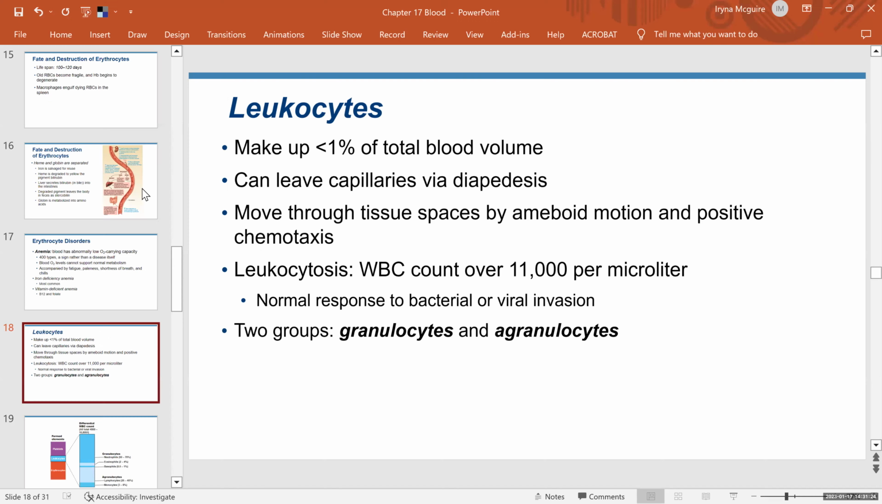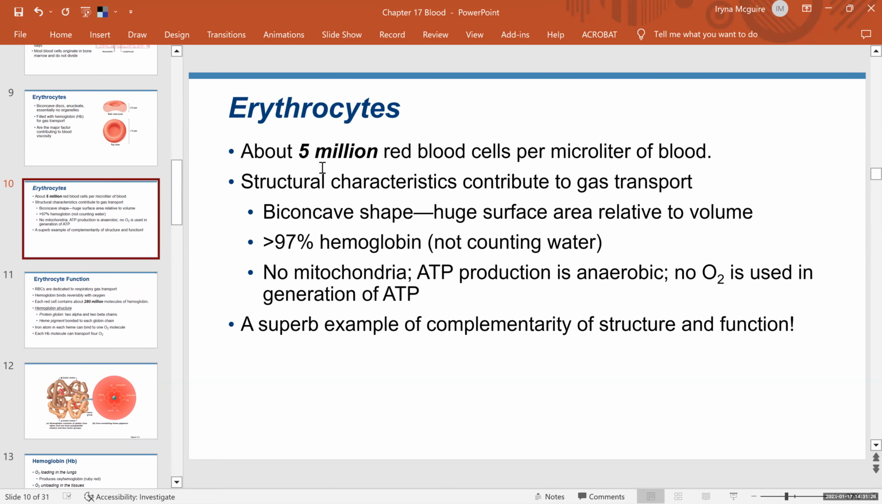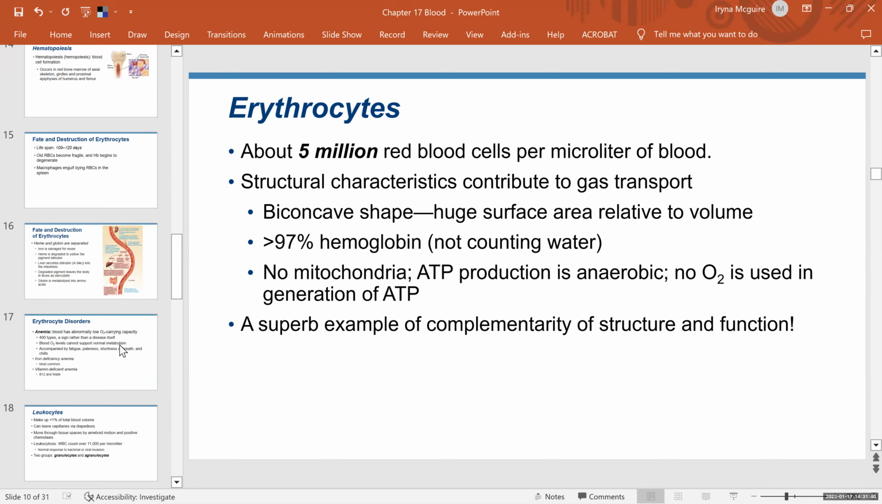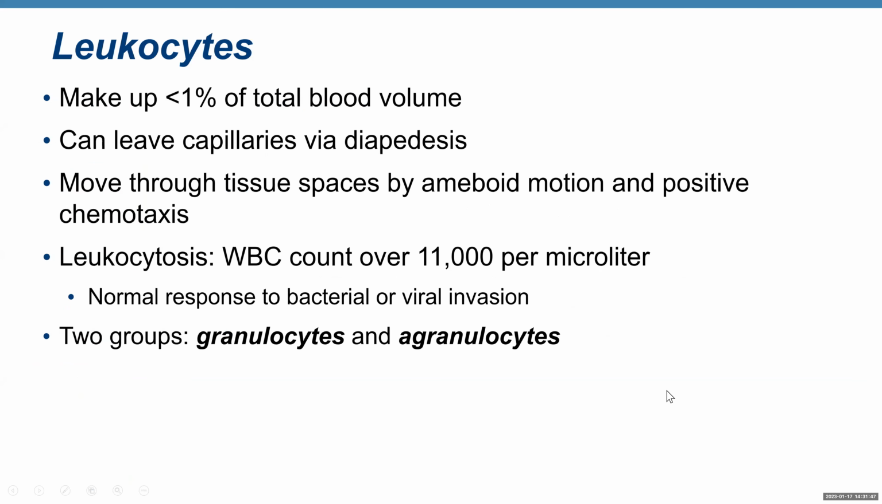So let me show you where we have this red blood cell count. Erythrocytes, we have 5 million red blood cells per microliter of blood. So if you take 1 microliter, you will find 5 million red blood cells, and you will find only 10,000 white blood cells, right? So now it makes more sense. When we have a count over 11,000 per microliter, then it's a normal response to bacterial or viral invasion. That means some infection is going on.